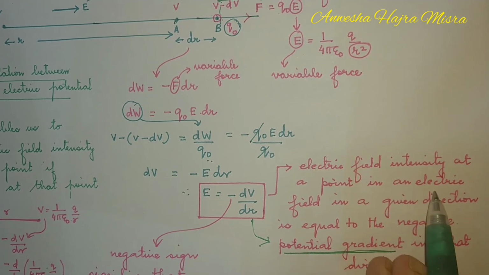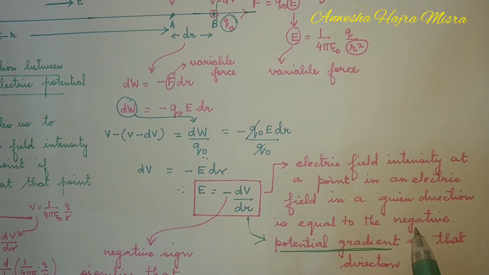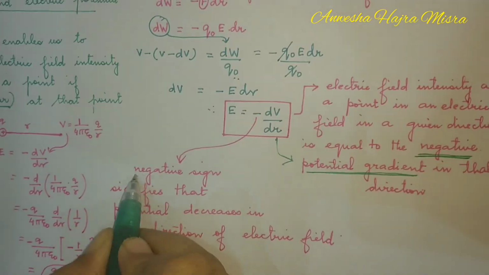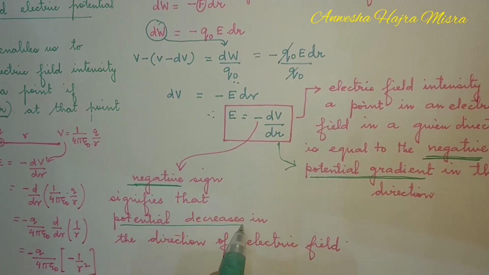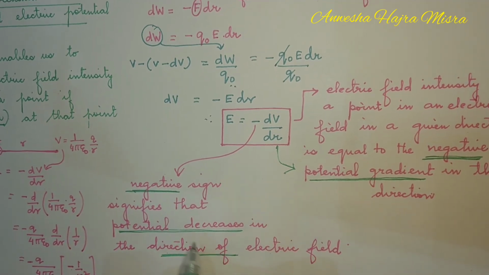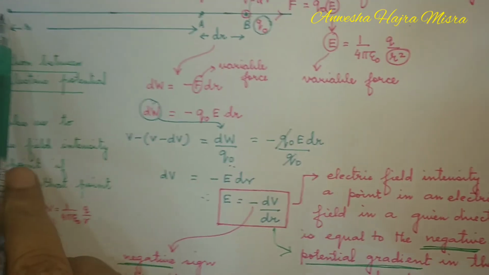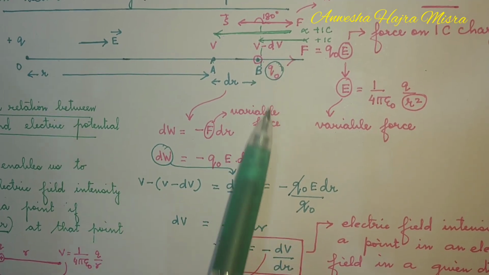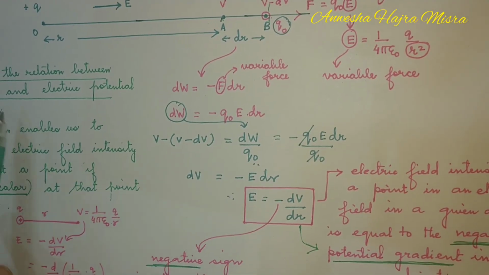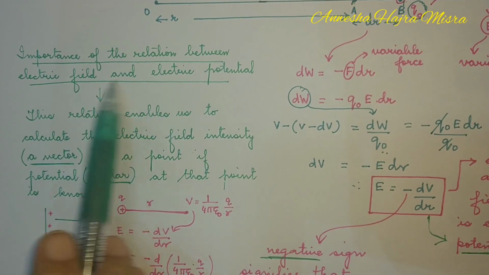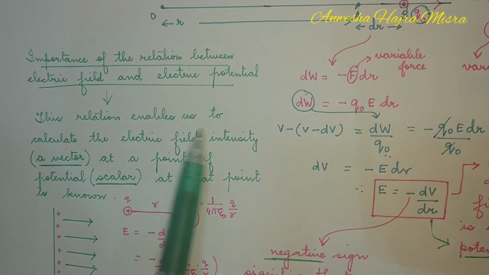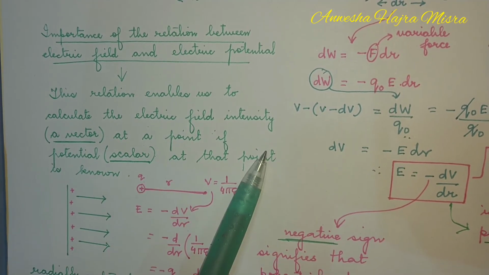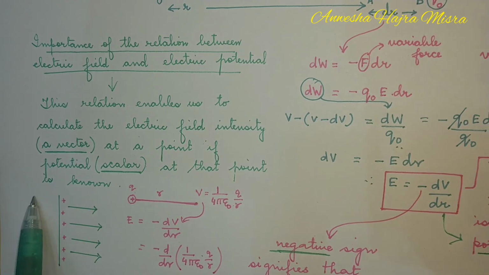Electric field intensity at a point in an electric field in a given direction is equal to the negative potential gradient in that direction. The negative sign signifies that potential decreases in the direction of the electric field. That means as R increases, if you go in the direction of E, V will decrease. And for that reason, we have the negative sign. Now, what is the importance of the relation between electric field and potential? The relation enables us to find electric field intensity, which is a vector quantity at a point, if the potential, a scalar, at that point is known.